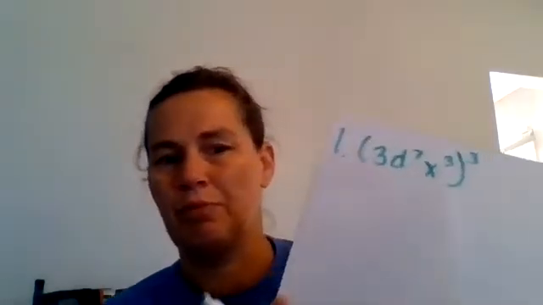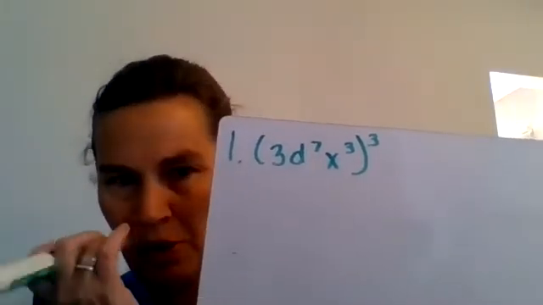It's just kind of an extension on what we did yesterday. So we're going to be talking about using the product to a power rule and the quotient to a power rule. Kind of the same thing, just there's going to be more inside the parentheses this time. There's going to be more to cube.